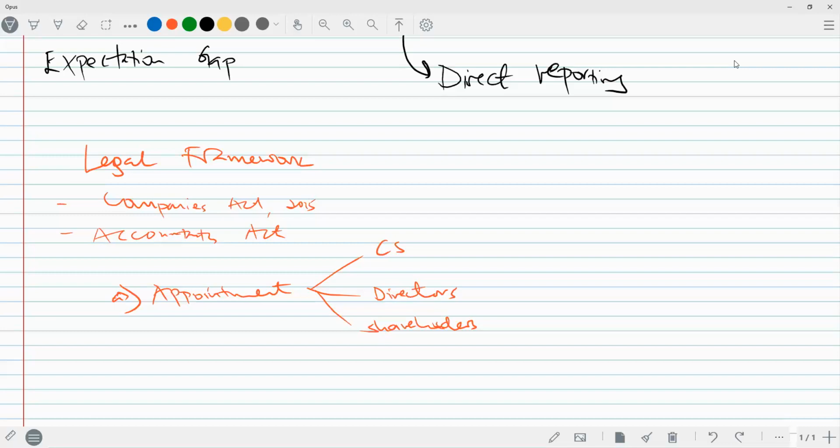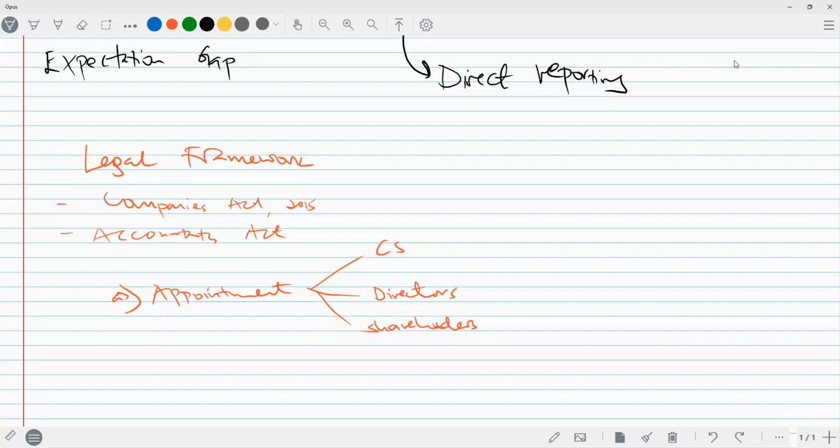And when it comes to the actual appointment of the auditors of the company, in reality, the shareholders can exercise that power at the AGM. But they normally pass on that power to the directors.